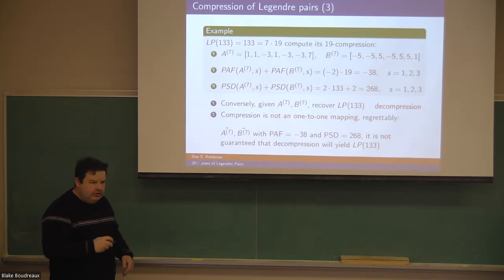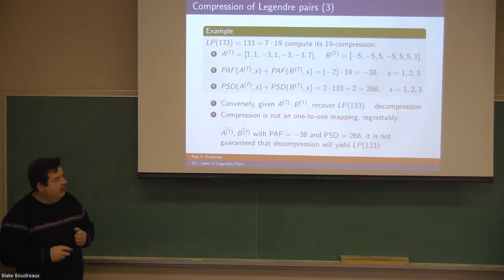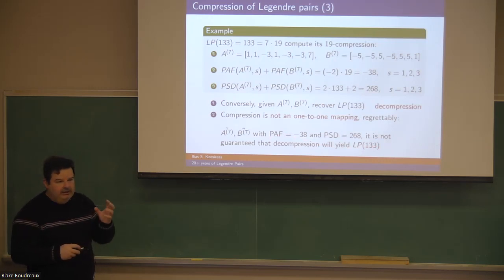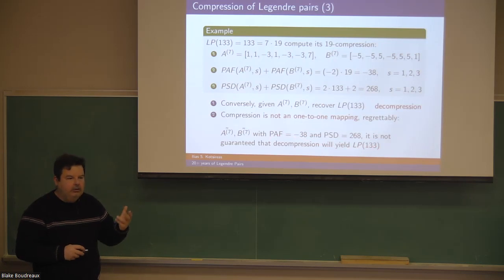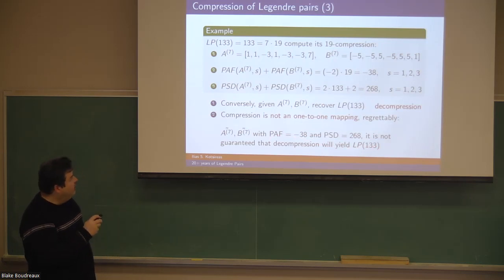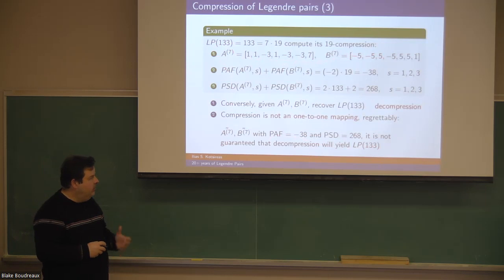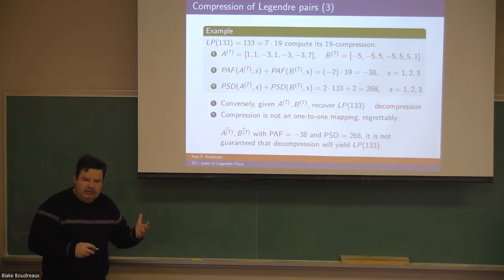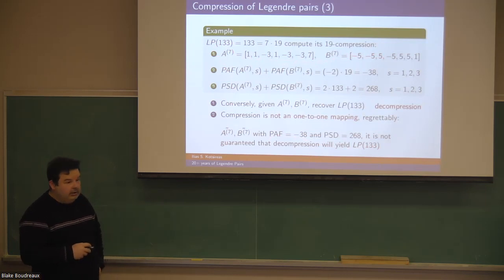So this compression has the effect that it encodes a Legendre pair in a pair of very small sequences. But the caveat is that if you try to do this the other way around, so this is how we found, in fact, this 133, by finding pairs of this kind and then trying to decompress them. So we have to look at a few thousands of these pairs, and one of them worked and gave this LP 133.